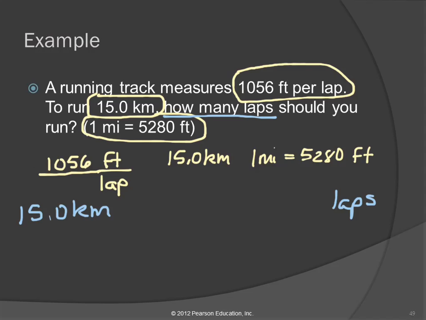And now, try to turn on your common sense. I know the switch might be kind of frozen, but flip it on. To run 15 kilometers, how many laps should you run? Right? So I want to run, well, they're saying I want to run 15 kilometers. I actually would never ever do that. But how many laps around this track would I need to make to do 15 kilometers?